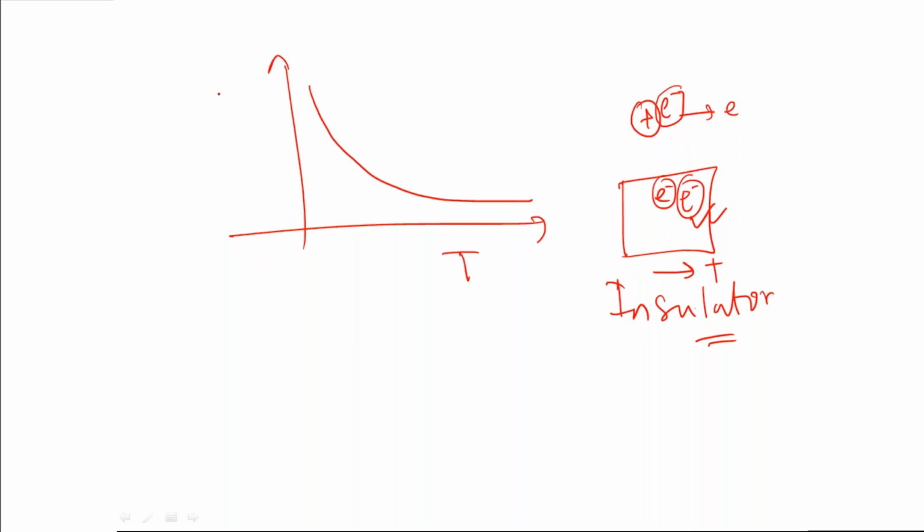So resistivity decreases like this for a semiconductor. If you increase the temperature, the resistivity or resistance, you can write, decreases like this, because more and more charges will be arising for conduction of current.